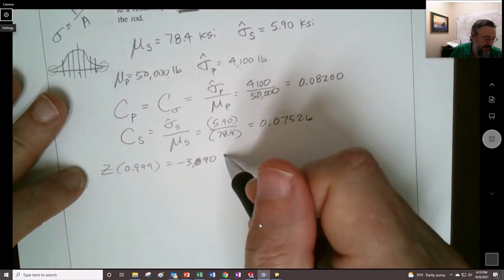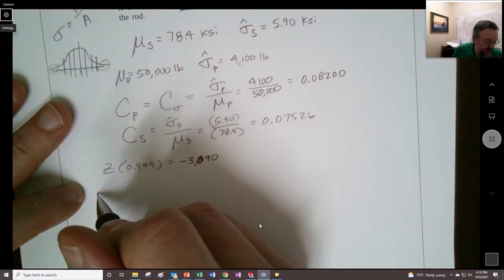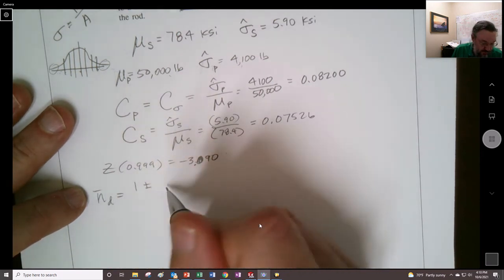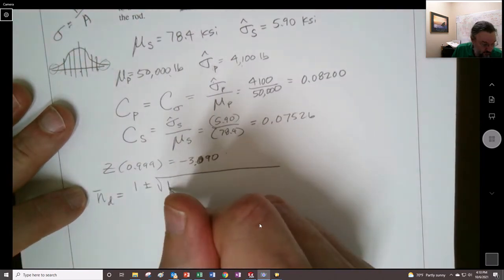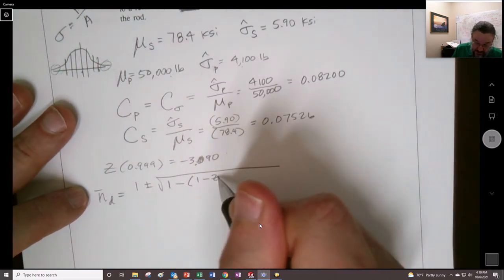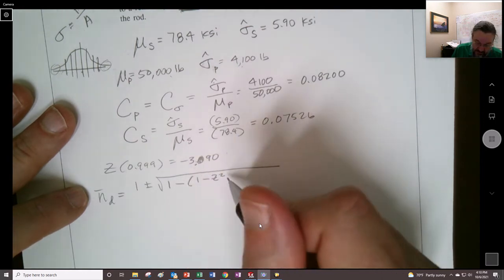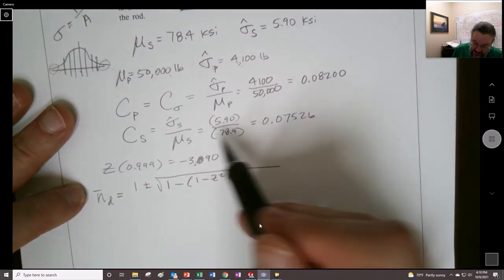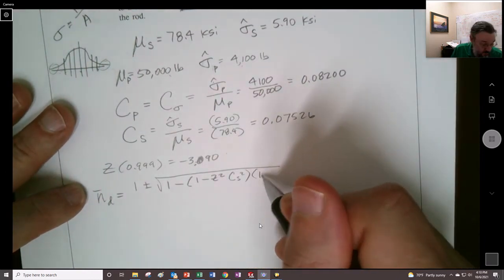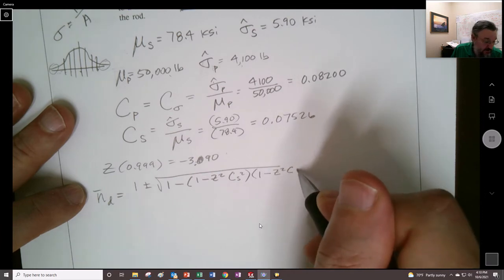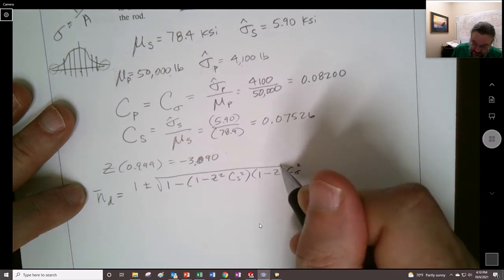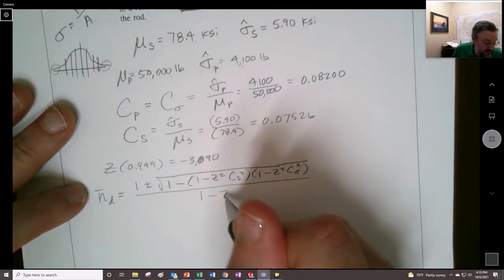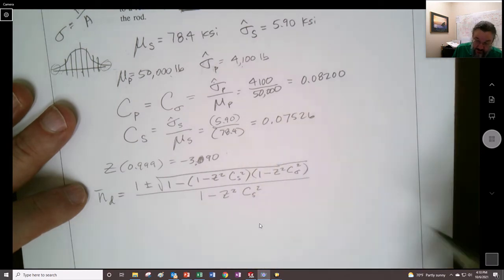But anyway, we got this thing right here, and now we need to populate the equation that they gave us for the 1 plus or minus the square root of 1 minus z squared, that guy squared, so it didn't matter whether it was positive or negative. The Cs squared times 1 minus z squared C sigma, right there, right? And then all of that divided by 1 minus z squared Cs squared.